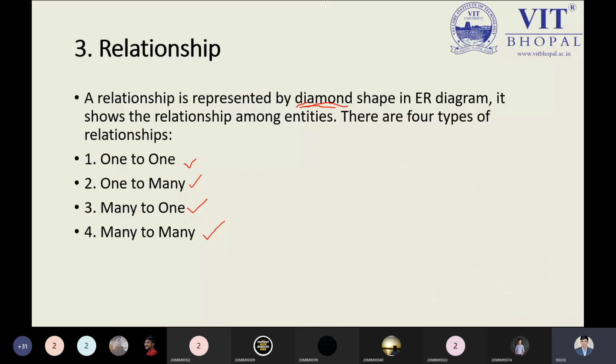When talking about relationships, a relationship is represented by the diamond shape, which is already underlined over here. So what is a relationship? A relationship shows the communication between two different entities. As a faculty, I am teaching many students. So one faculty can teach many students, so there is a one-to-many relationship. Many students are taught by many faculty or one faculty, depending on the kind of words you have. At that time, you can interpret your relationship type.